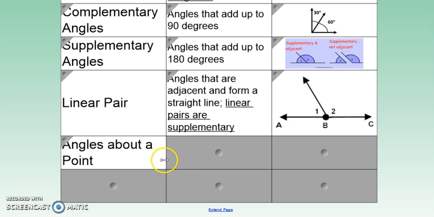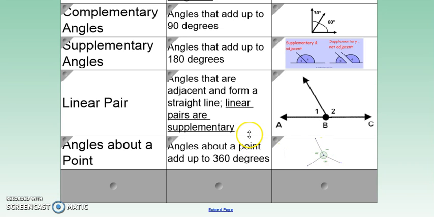Then we have angles about a point, and here's our diagram. I know it looks kind of small there, but really I just want you to see that all three of these angles are meeting up at a common vertex. And angles about a point will add up to 360 degrees. You think of a full revolution all the way around is 360, and these angles are making up that whole 360.